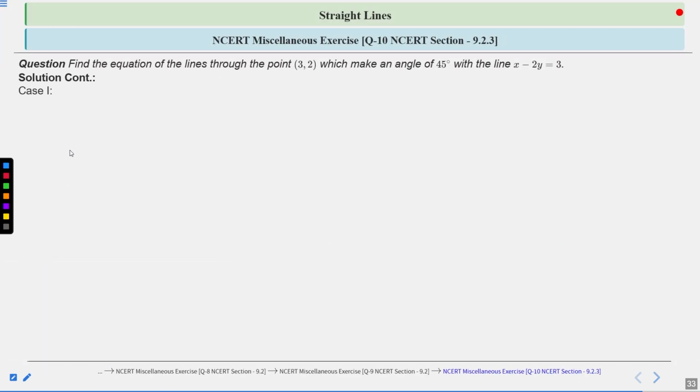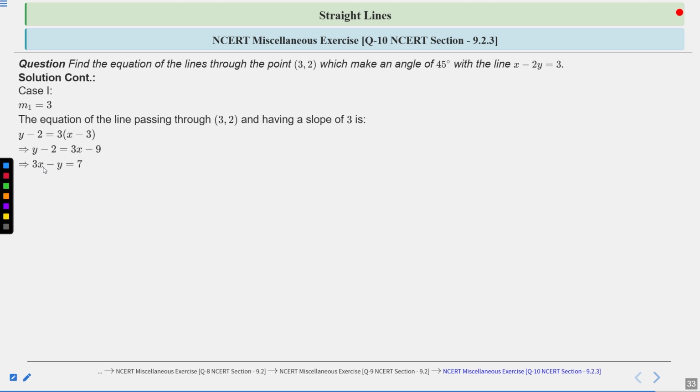Now case 1. When m1 is 3, the equation of the line passing through (3, 2) and having a slope of 3 is y - 2 = 3(x - 3). It implies y - 2 = 3x - 9, and it implies 3x - y = 7.